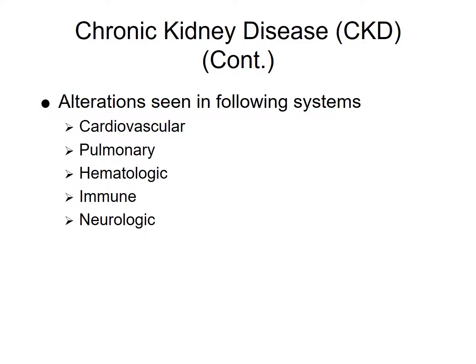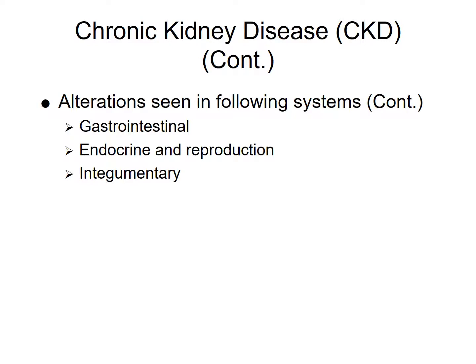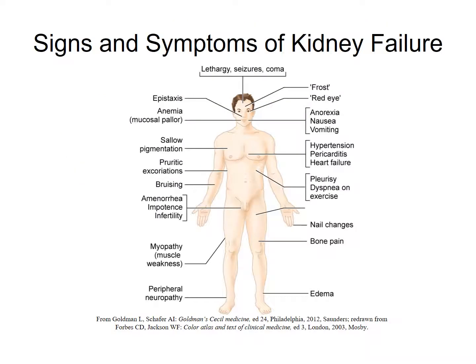Alterations seen in the following systems. So all these systems are affected by chronic kidney disease. These are some of the signs and symptoms of kidney failure. I think most common, you're going to see that itching, that crazy itching, and bruising is very common also. Edema. So all of these symptoms are associated with kidney failure.